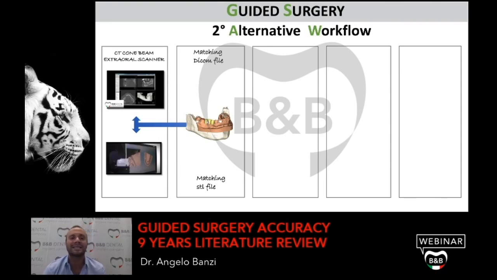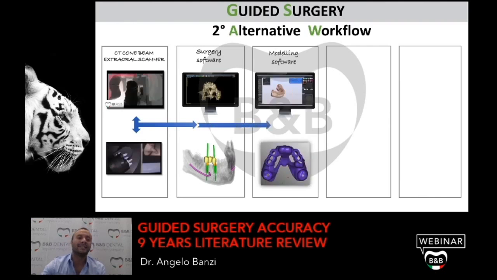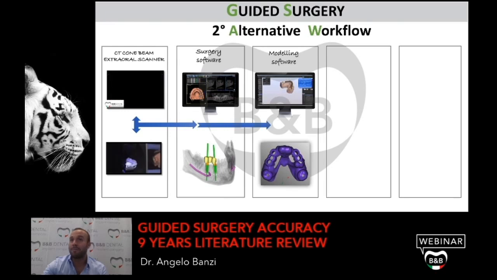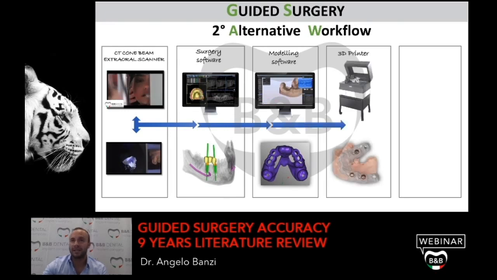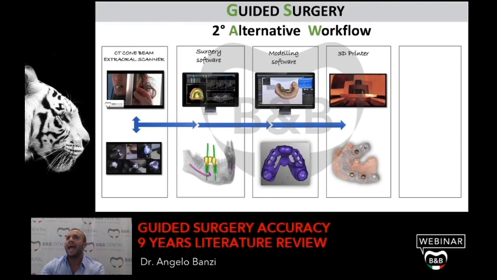This is really important because it's the only difference between the two workflows at the beginning, because then it's always the same. With a surgical software, I'm going to virtually plan the implant insertion. With a modeling software, the technician is going to create the virtual design of the surgical template, and with a 3D printer, the technician is going to print the real surgical template, and with a milling machine, the prosthetic rehabilitation.